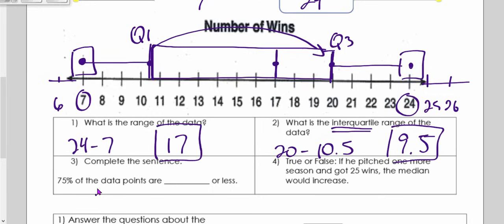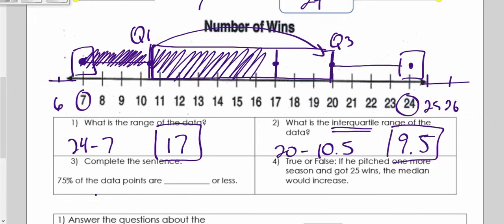We're just looking to fill in this sentence. Complete the sentence. 75% of the data points are blank or less. So that means we want to talk about 75% of the data. That's one whisker, one section of the box, and the second section of the box. So that means everything that's 20 or less is 75% of the number. So 20 or less.